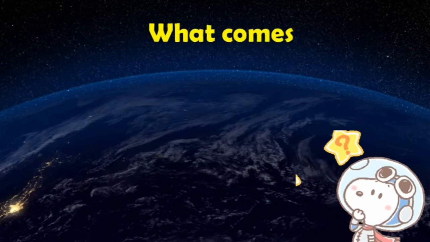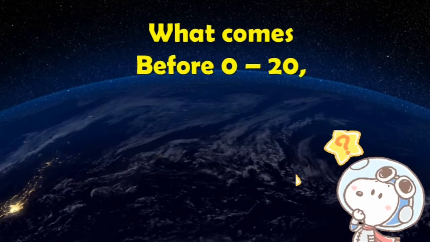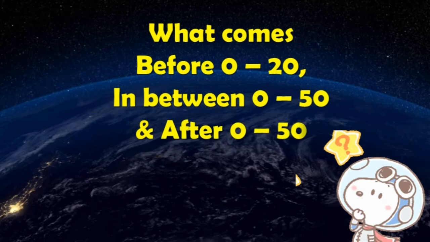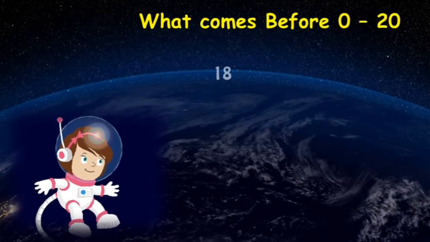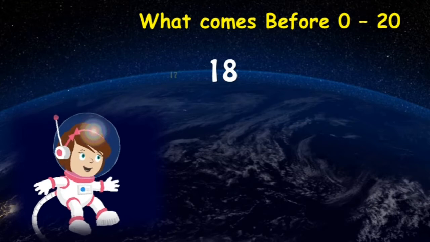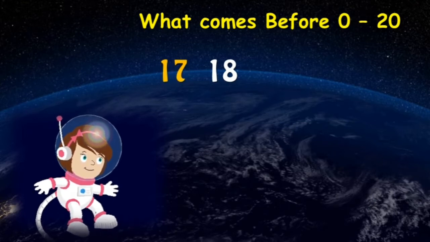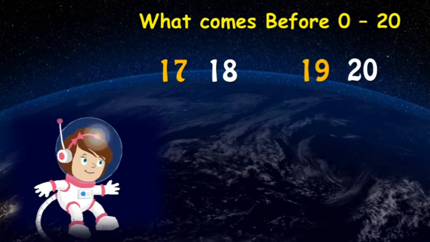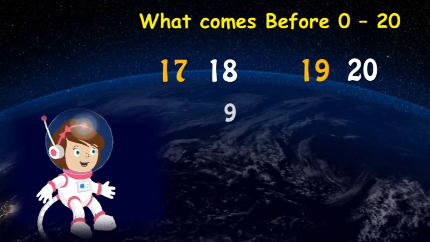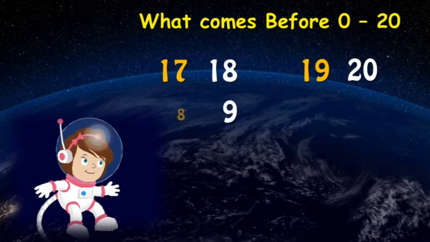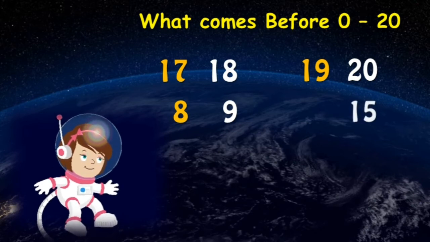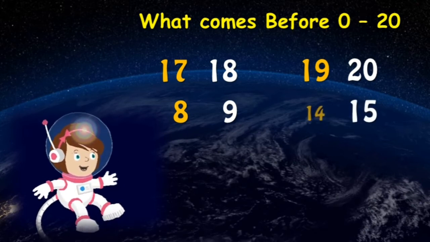Now, let us practice what comes before numbers 0 to 20. What comes in between 0 to 50 and what comes after 0 to 50. Let us begin with what comes before 18. 17, you are right. What comes before 20? 19. What comes before 9? 8. What comes before 15? The number 14.